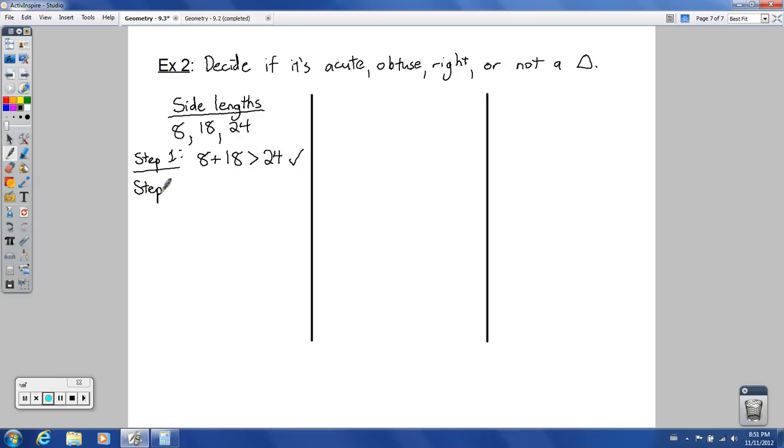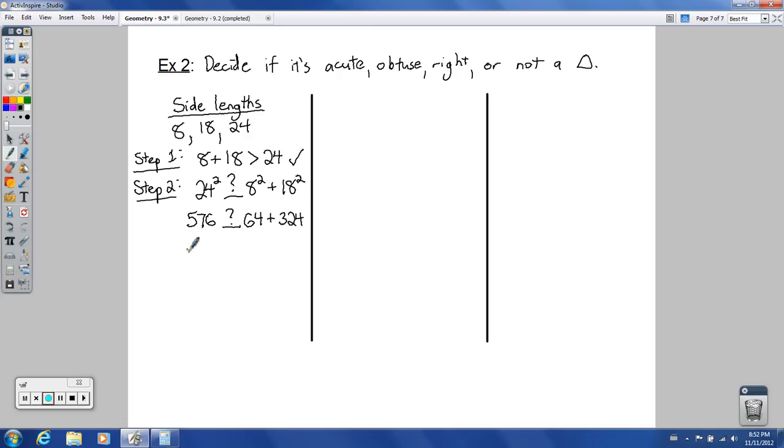So we'll check step 2 now and compare c squared, 24 squared, to a squared plus b squared, 8 squared plus 18 squared. So these are my potential legs, the A and the B. This is my potential hypotenuse, but only if they're equal to each other. So if I take this, I get 576, which is 24 squared. And if I check this side out, I've got 8 squared, which is 64, and I've got 18 squared, which is 324.